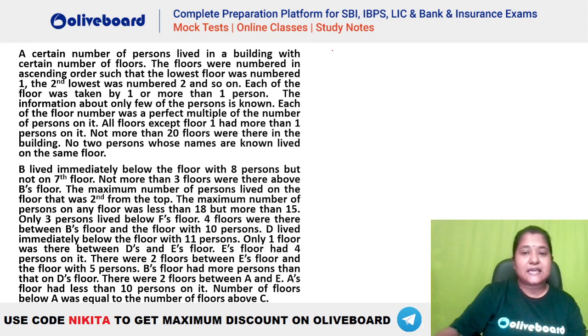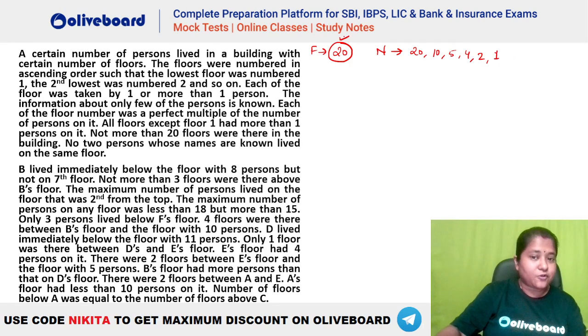Okay, so let's say if we are talking about floor number 20, right? So that means, let's say this is floor number 20 here. The number of persons in it should be a factor of this 20. That means it can be 20, it can be 10, it can be 5, it can be 4, it can be 2, it can be 1, right? Any of these values is a possibility. So the floor number should be a perfect multiple of the number of persons living in it.